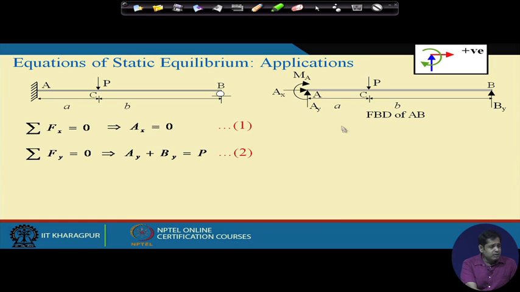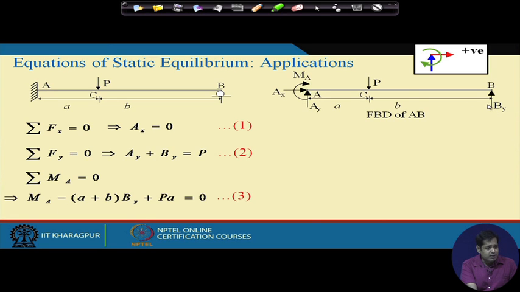Now, the next equilibrium equation is summation of moment at A is equal to 0. What are the moments you can have? The moment MA itself, then the clockwise moment due to P, and then the anticlockwise moment due to By. So, MA which is clockwise is positive, and BY into (a plus b) which is anticlockwise is negative, and then P into a which is again clockwise, that is why positive. So, this is the equation you have when you take summation of moment at A is equal to 0.